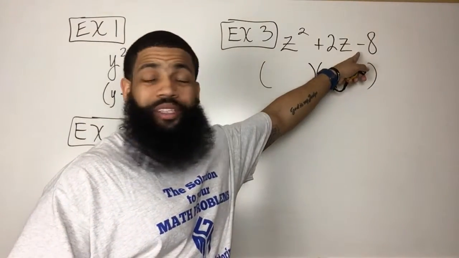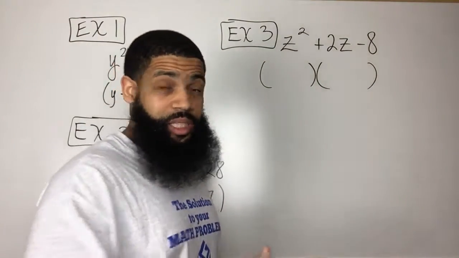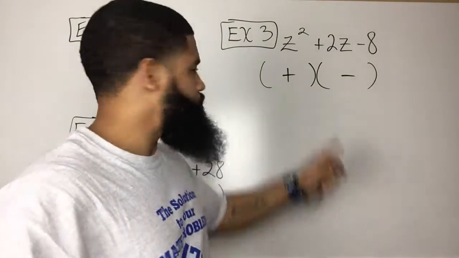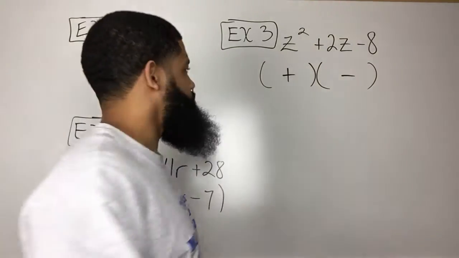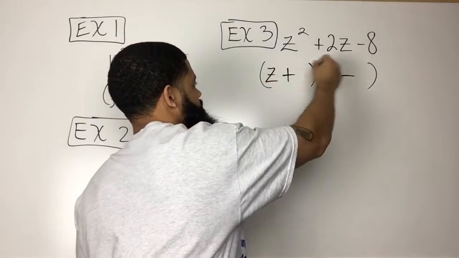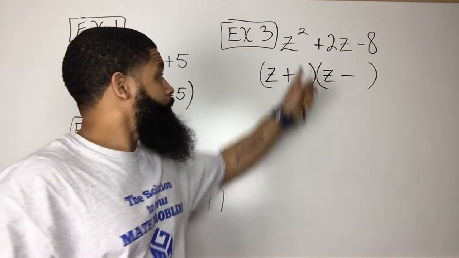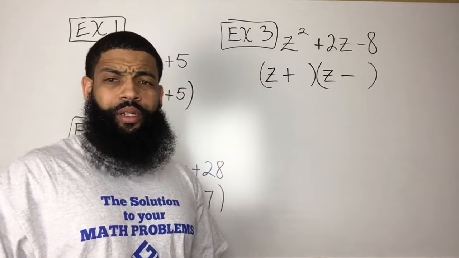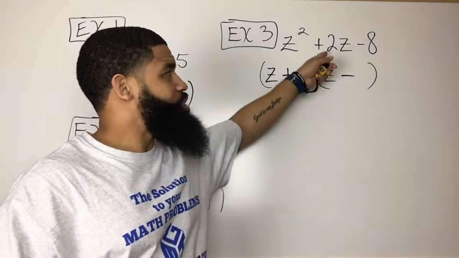So in order to multiply two numbers to get a negative, I have to have a positive times a negative. The signs have to be different. All right, so I can say plus and minus, and it doesn't matter. You can put the minus sign first and the plus sign next. So here's z times z, because those are the only two factors that I can multiply to get z squared. Now I have to figure out what two factors I can multiply to get 8, but if I add them together, they'll give me 2.